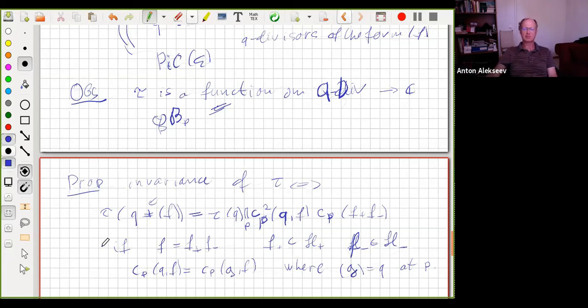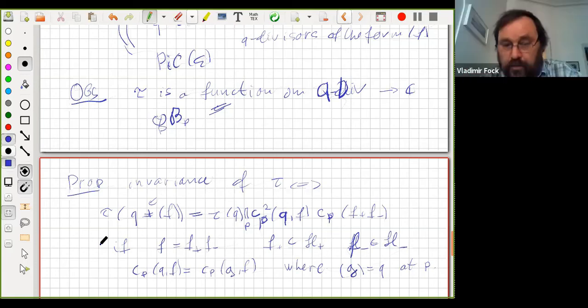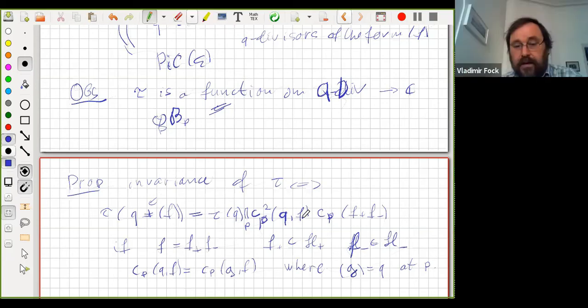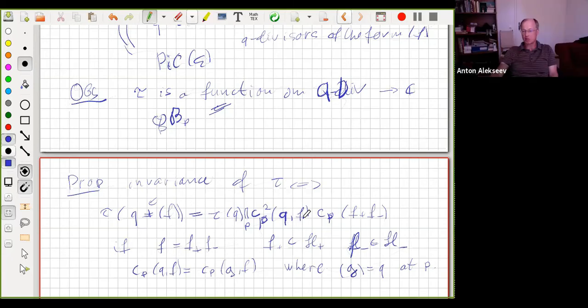Sorry, I'm still a little bit confused. So when you choose the representative G of Q at a point P, this representative you can change locally without any changes at other points, right? So this CP of QF a priori may change when we change just this representative, and I don't see how it would be compensated by anything, because there is nothing else which changes.